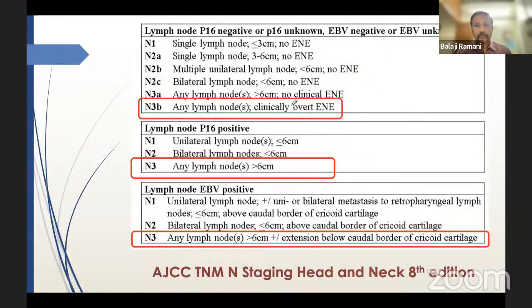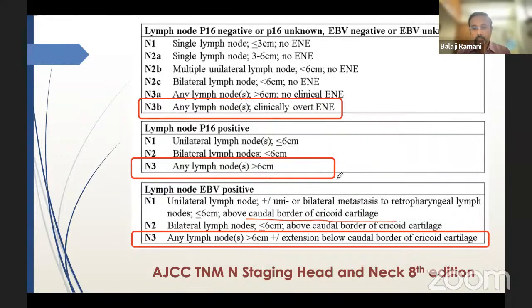Right. So this is again the same staging. We already had a discussion on this yesterday. It is there in your notes as well. So you can look up the notes as well. That will tell you very clearly. So the only point with regard to EBV positive is for nasopharynx. Whenever you have that, that is the caudal border of the cricoid cartilage. That is the extra point that will come. Otherwise, it is all going to be the same.